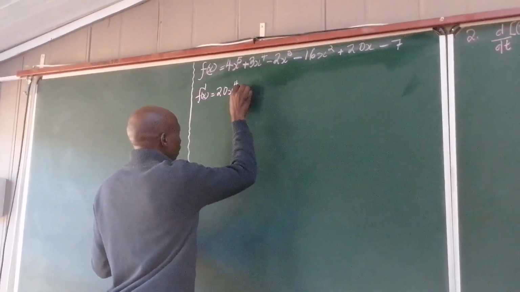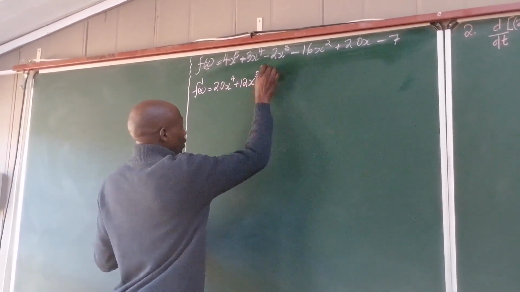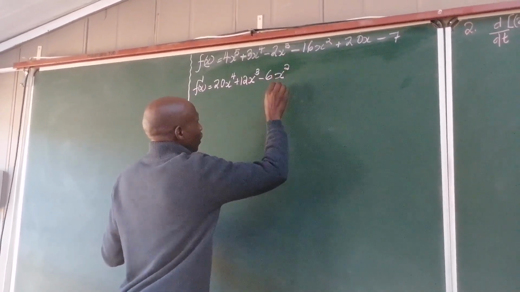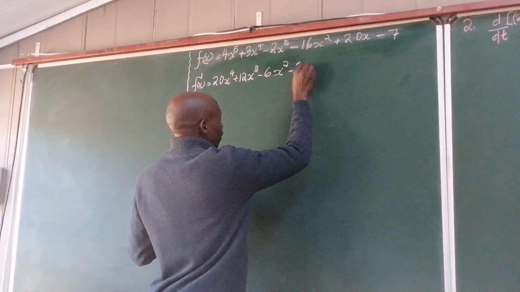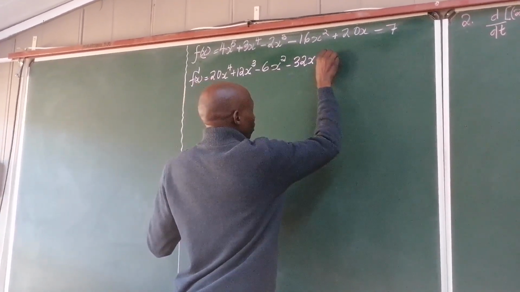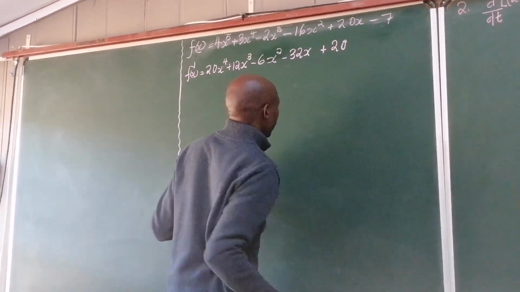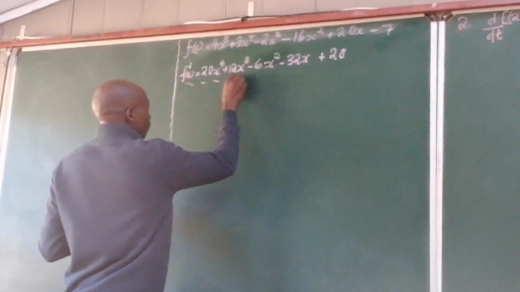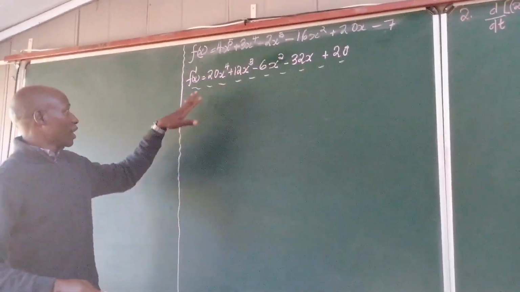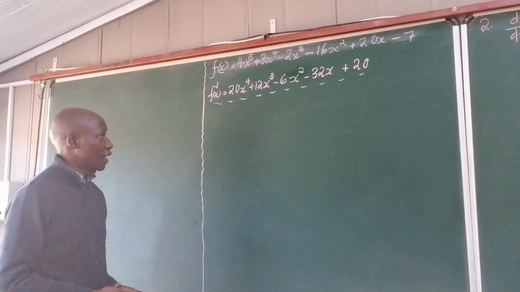The next one will be plus 12x to the power 3. The next one would be minus 6x to the power 2. The next one would be minus 32x to the power 1. And then the other one would be plus 20, and the derivative of a constant is 0. So this is our derivative. It's done. Now this function is ready to be used in whatever instances that we might need.